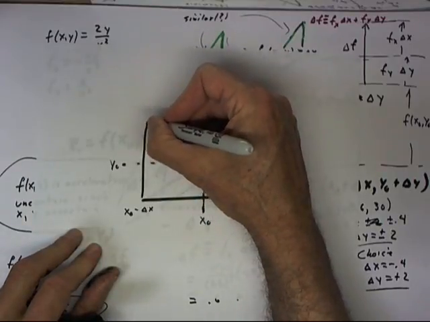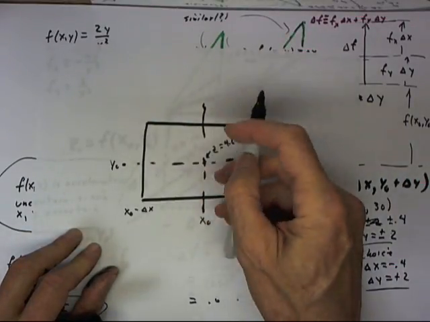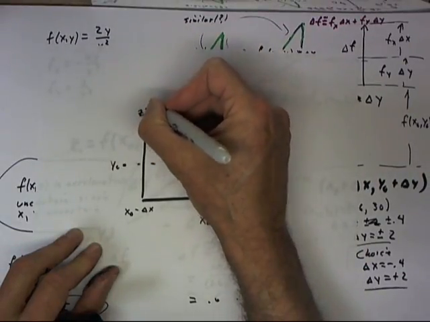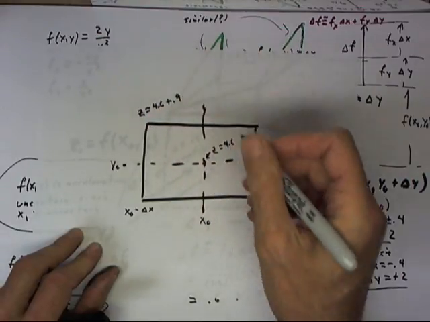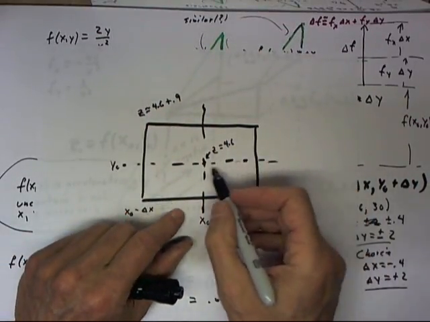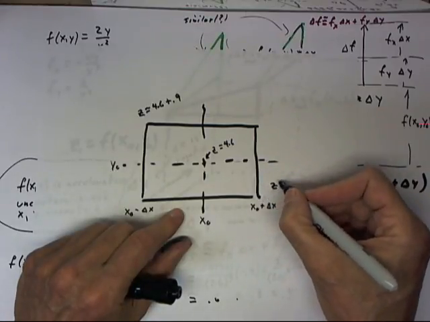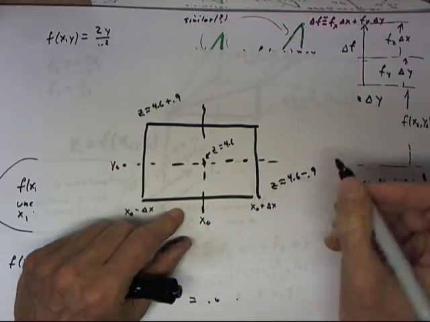At this point here, where we've moved in the negative x direction and the positive y direction, we get z approximately equal to 4.6 plus 0.9. Were we to move in the positive x and negative y direction, we would expect z to be approximately 4.6 minus 0.9.